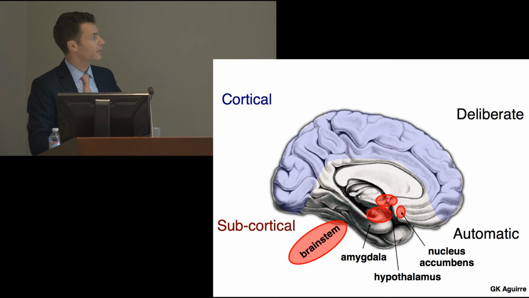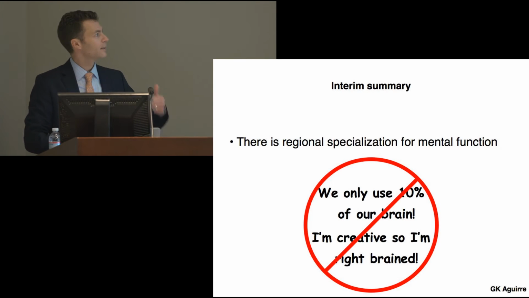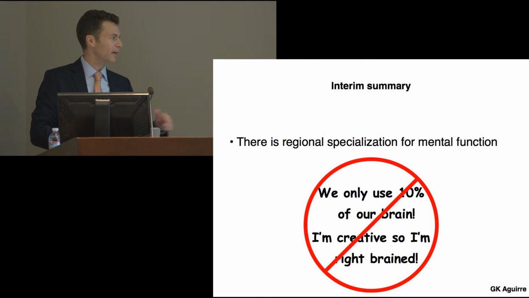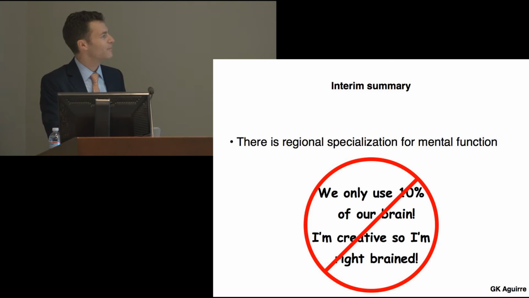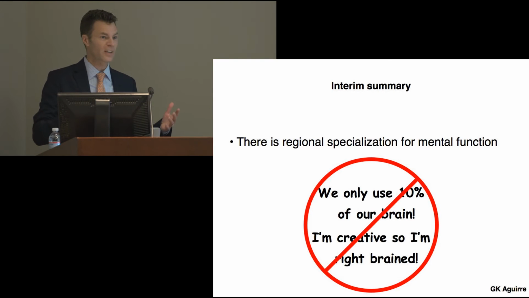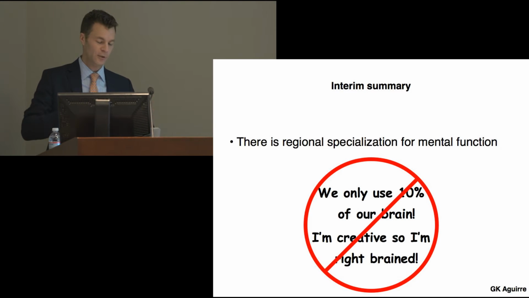Okay? So to summarize, there's regional specialization for mental function within the brain, okay? And let's see if we can discard a couple of these ideas. We only use 10% of our brain. I'm so creative, I'm right-brained. No, please don't say any of those things. There's absolutely no basis to this whatsoever. We're actually using all of our brain all the time. There is some regional specialization where certain sorts of mental activities seem to require the function of parts of the brain a little bit more, but it's not the case that you have hidden latent powers if only you could tap into the other 90%.